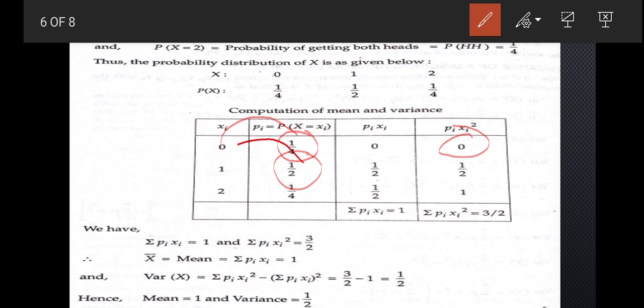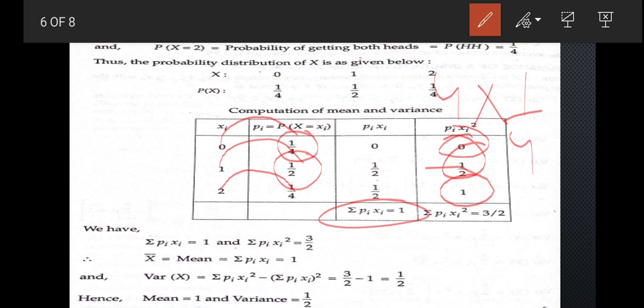1 by 2 into 1 square is 1, so 1 by 2 again. 1 by 4 into 2 square is 4, so 4 into 1 by 4 is 1. So here I have written 1. So summation of pi xi is 1 and summation of pi xi square is 3 by 2. Now this is the formula for mean.